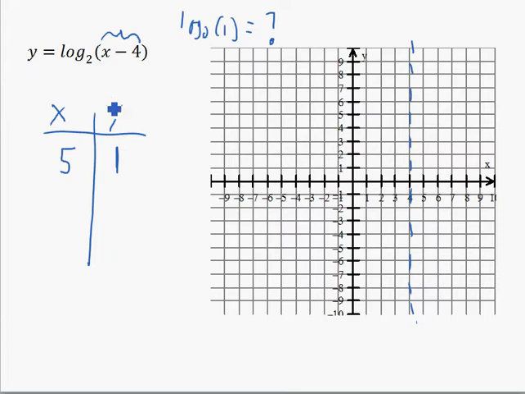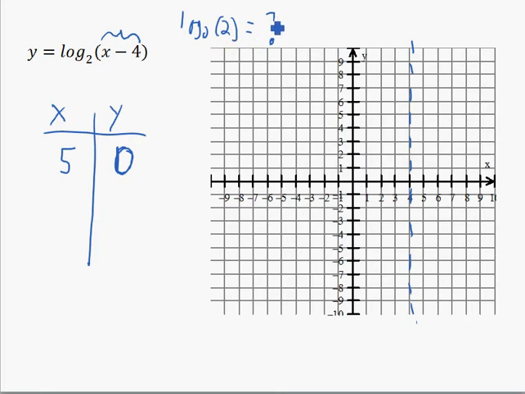The next power of 2 that we can get to easily is 2, 2 to the first. Log base 2 of 2 should be 1. 2 to the first is 2. Oh man, this is a 0 here. I'm sorry, it was 2 to the 0 was 1. Yes, okay, 2 to the 0 is 1. I confused myself there for a second.